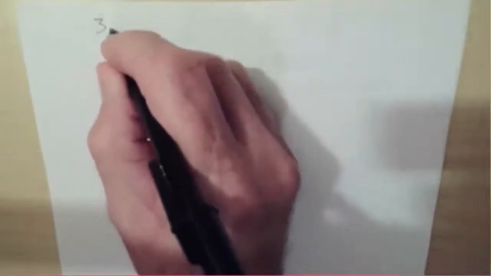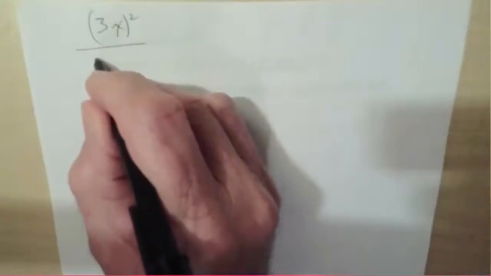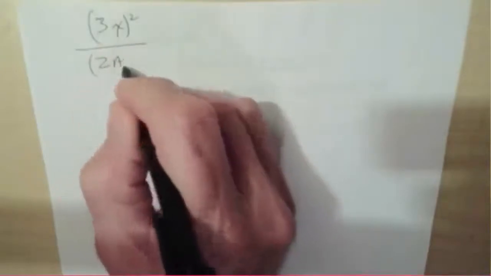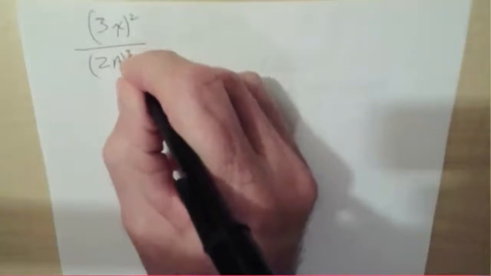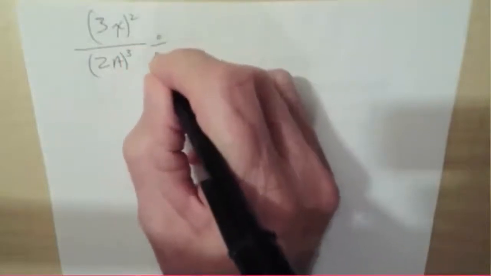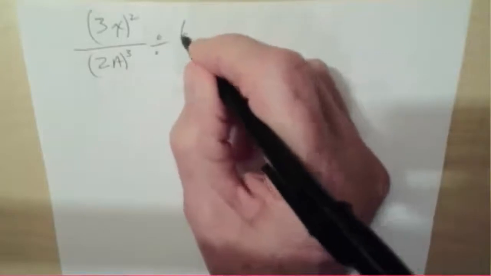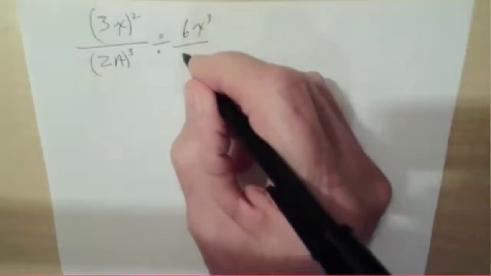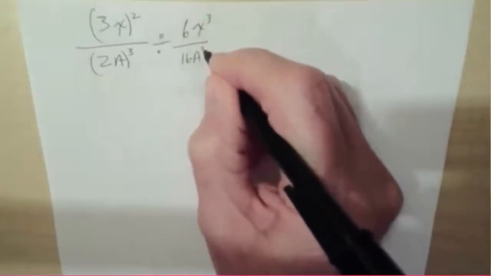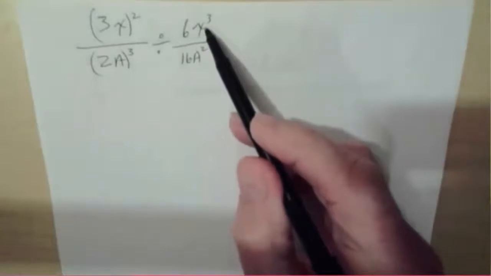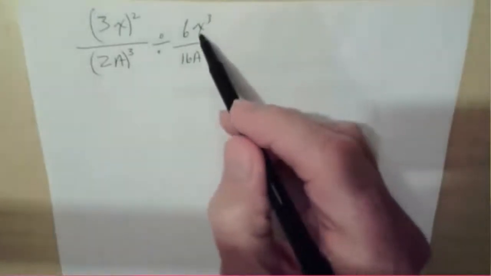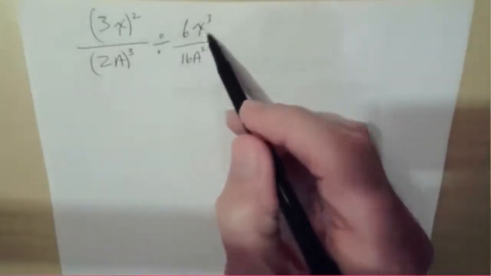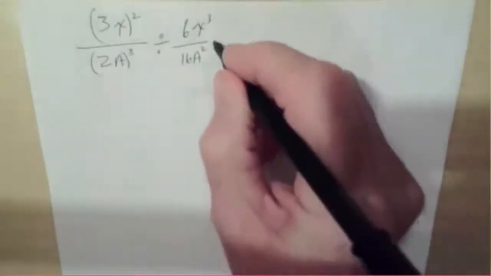Three x all squared over 2a cubed, divided by 6x cubed over 16a squared. Okay, now these are not in parentheses, so the exponent only goes to the base number, not to the whole thing. However, this one, okay, so how do we divide fractions?